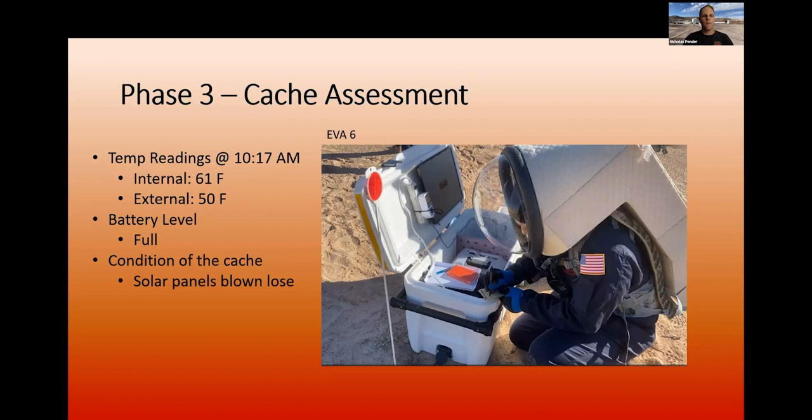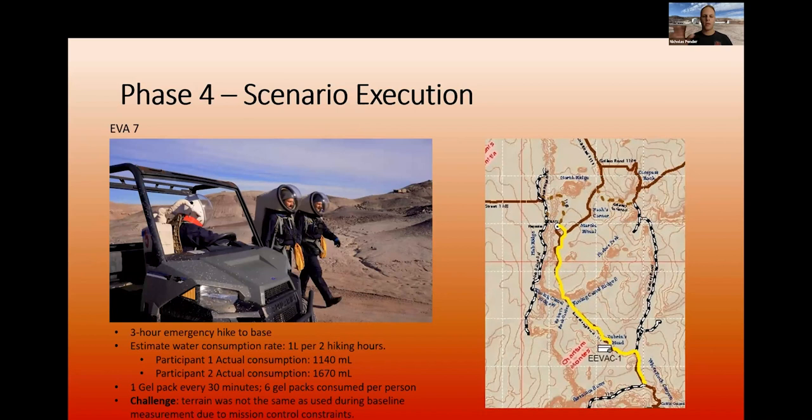Phase four, the emergency scenario. So as I was saying before, we couldn't actually go place the cache 3 hours hiking distance or 2 hours hiking distance from the base. So we worked it out to where we placed the cache at that one hiking hour distance, but essentially the way the test worked out is the base or home base was where the simulated objective was, where the rover had broken down, right? So we started off on foot from the base camp towards the cache.